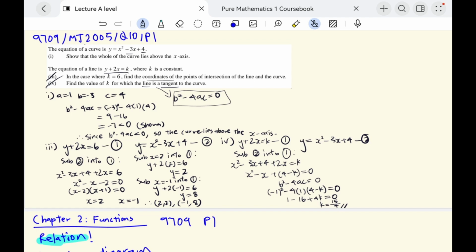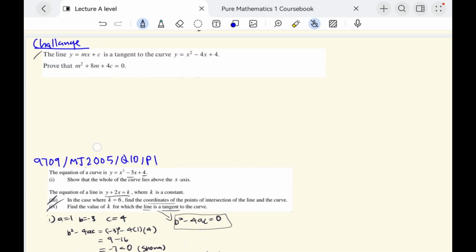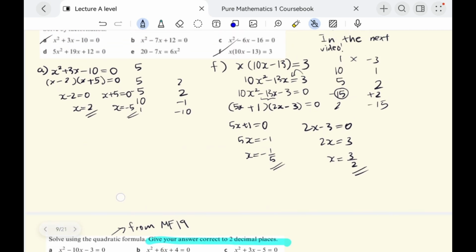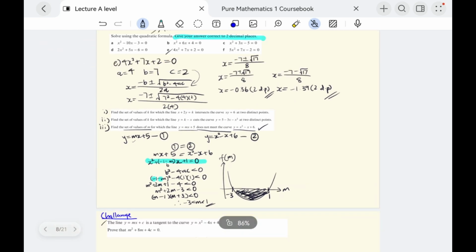So I have ended my discussion for this question. And the rest of this question you need to try out by yourself. So I declare that chapter 1 quadratic has ended.